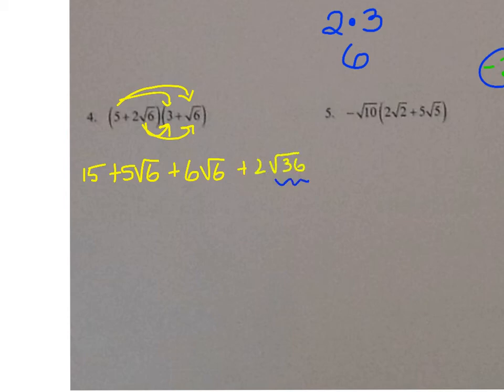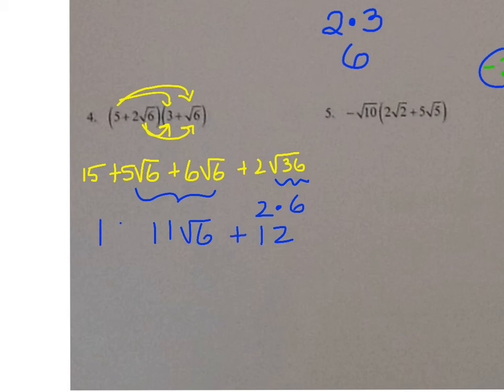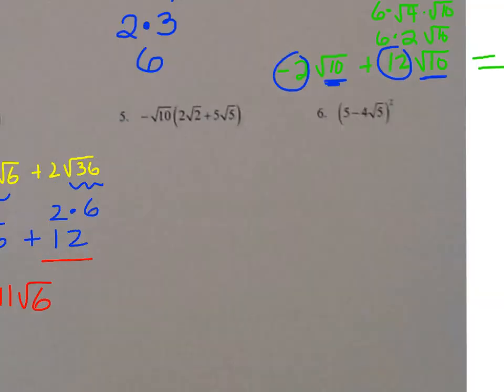Now, the square root of 36, that's a perfect square. That's actually 2 times 6, and that's 12. Okay, and then these we can combine. 5 the square root of 6 plus 6 the square root of 6 is 11 the square root of 6. And then we have that 15. Now we can combine 15 and 12. So 15 plus 12 is 27.